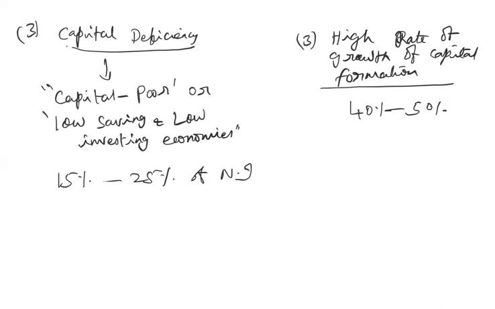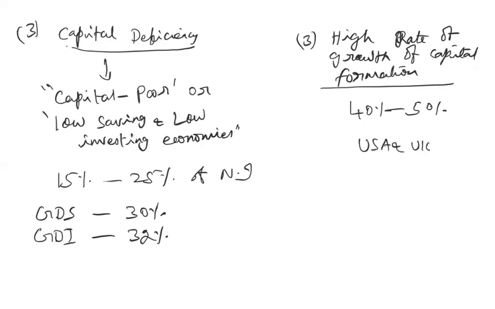But recently, as far as India is concerned, the gross domestic savings of India has increased to 30%, and gross domestic investment has increased to 32%. Compared to this, in the USA and UK, it has decreased to 20%. Because after the recession in 2008, most of these countries were not able to bring about that much capital formation.